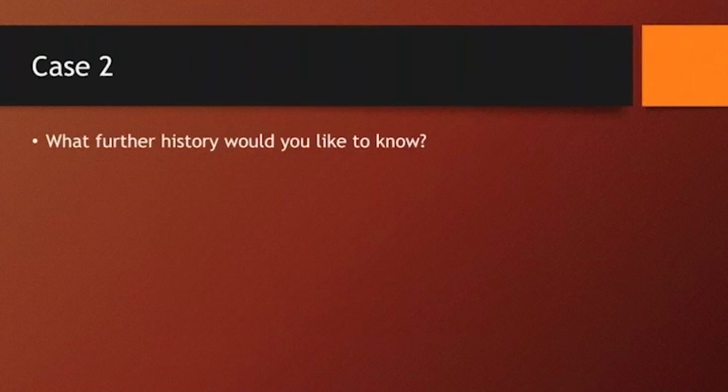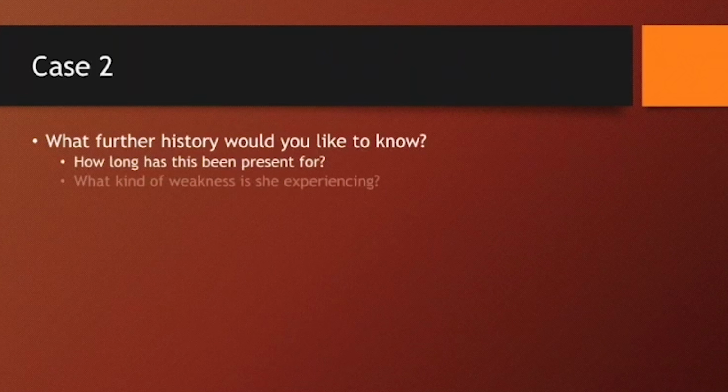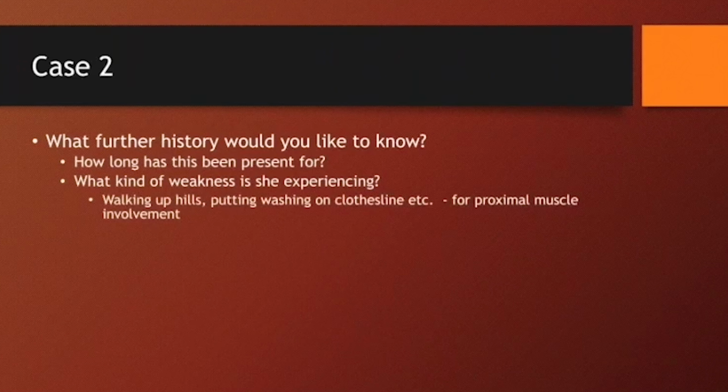So what further history would you like to know about this patient? How long has this been present for? What kind of weakness is she experiencing? Is it walking up hills, putting washing on clotheslines, i.e. a history for proximal muscle involvement?